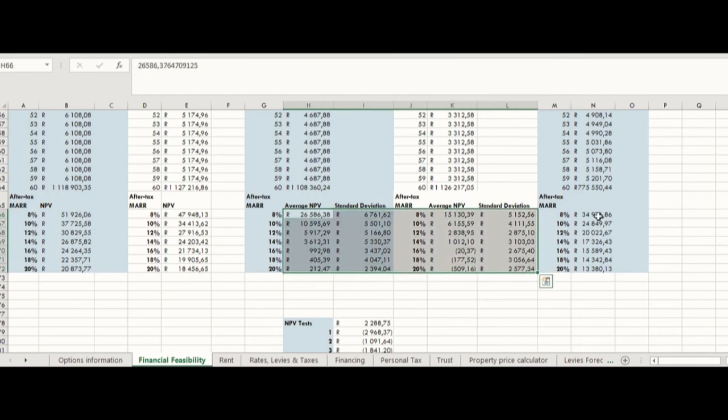Option 3, we can see that on an after-tax MAR of 8%, we get this value. Comparing this to option 1's values, it's still definitely better to go and rent out your apartment permanently on a year-to-year basis. Thank you.